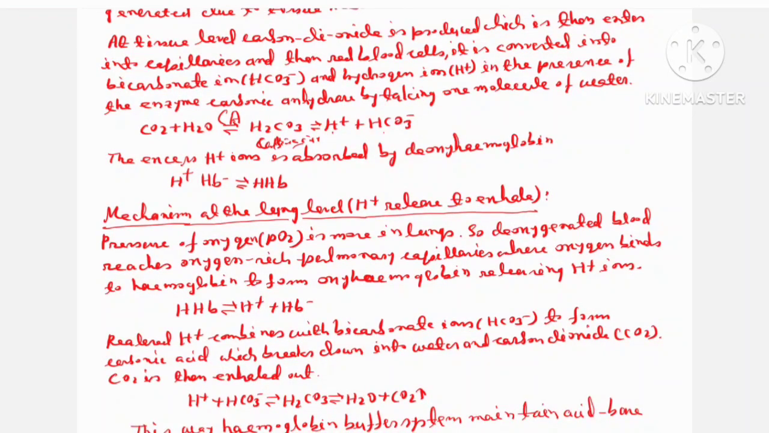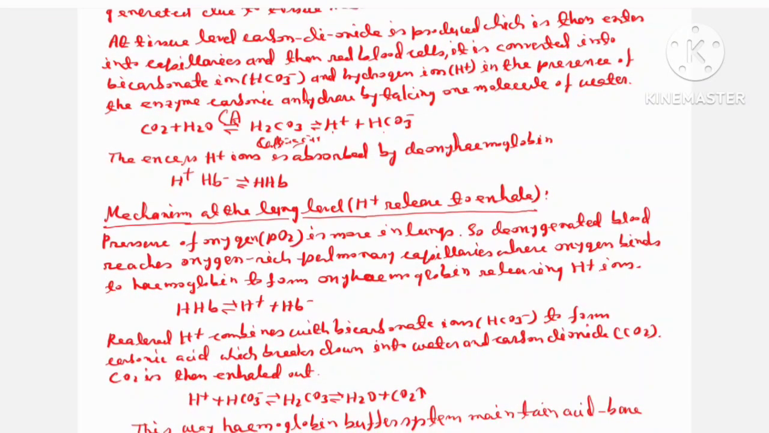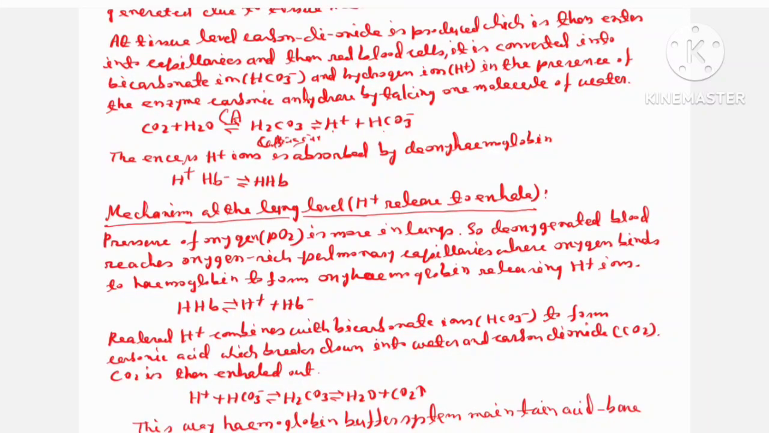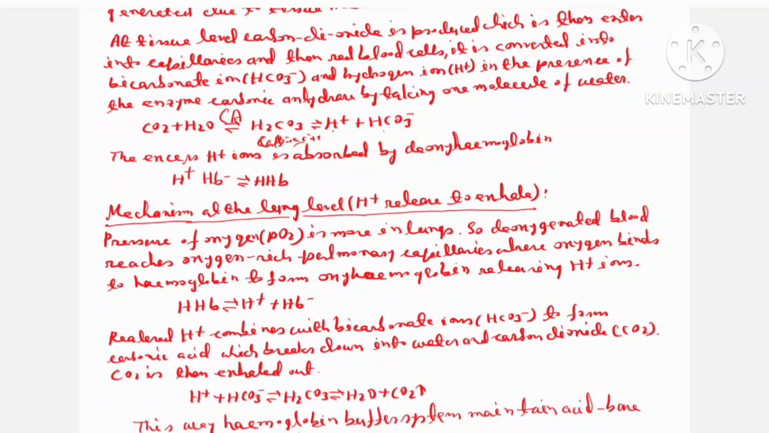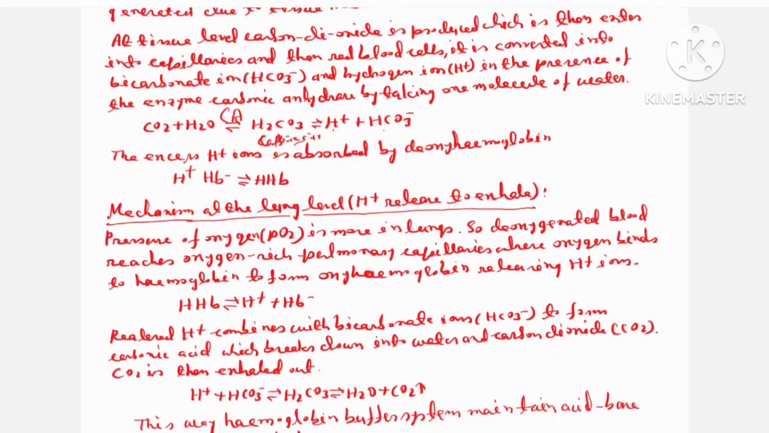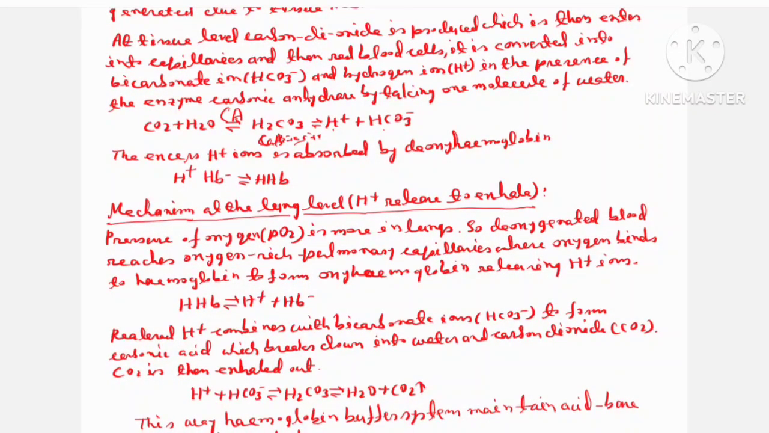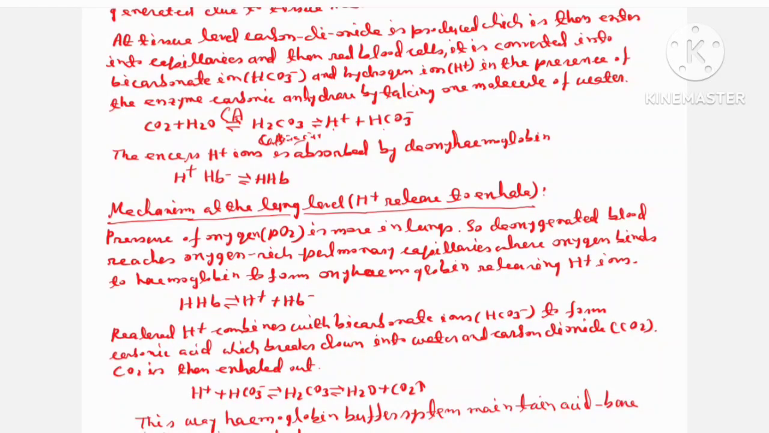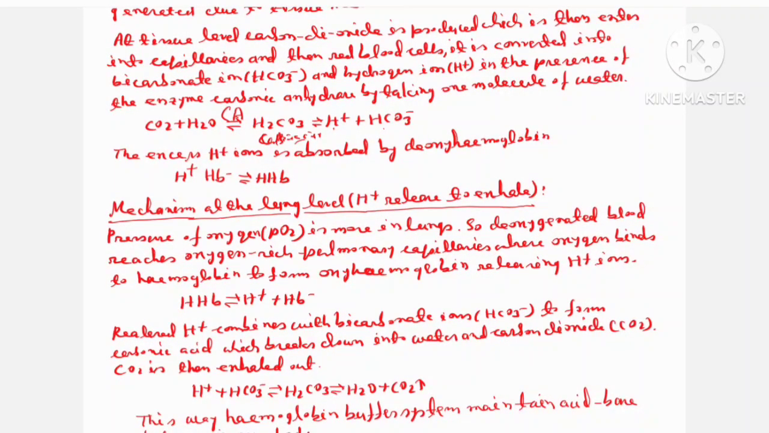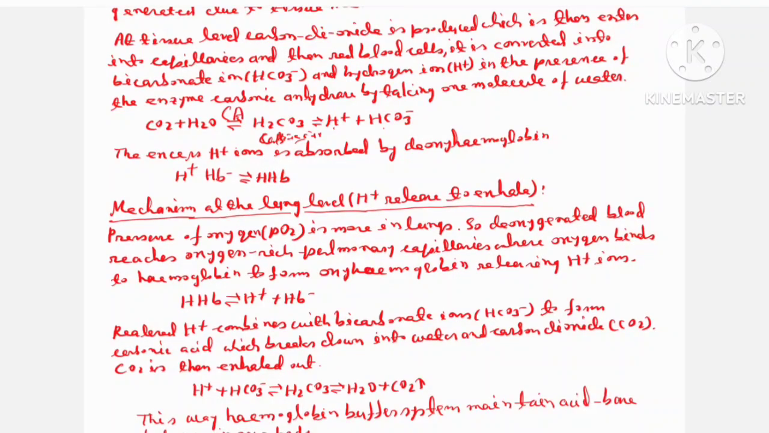Mechanism at the lung level, where H plus is released to be exhaled. Now the partial pressure of oxygen, PO2, is high in the lungs. So deoxygenated blood reaches oxygen-rich pulmonary capillaries, where oxygen binds to hemoglobin to form oxyhemoglobin by releasing H plus ions: HHb gives H plus plus Hb minus.